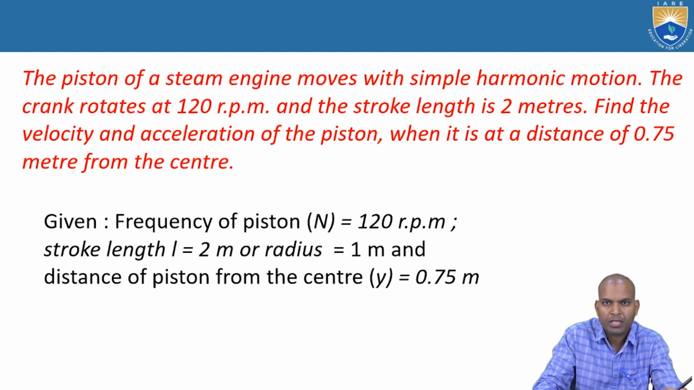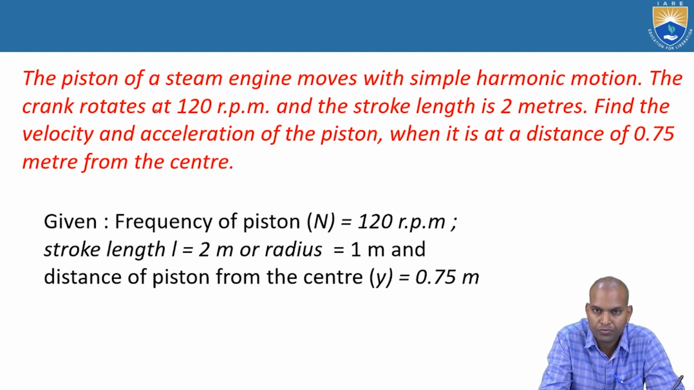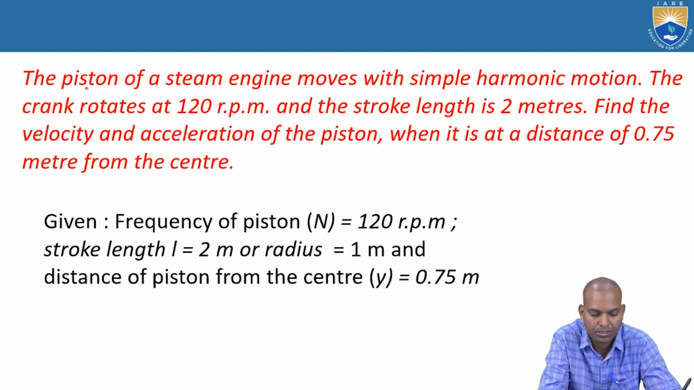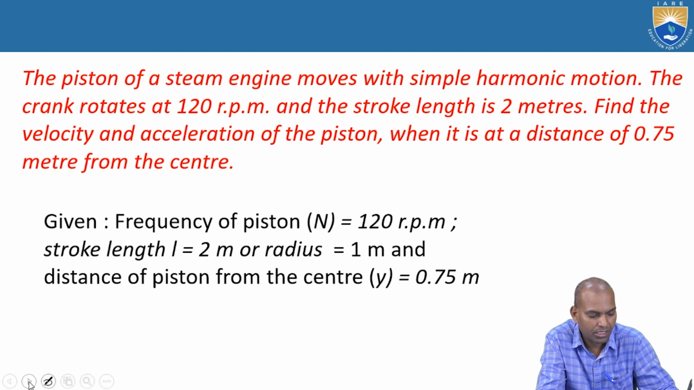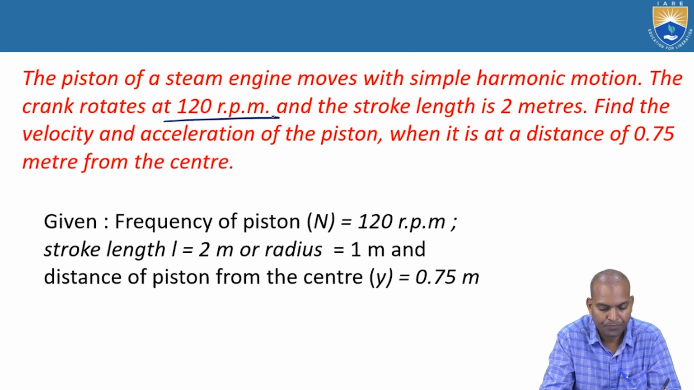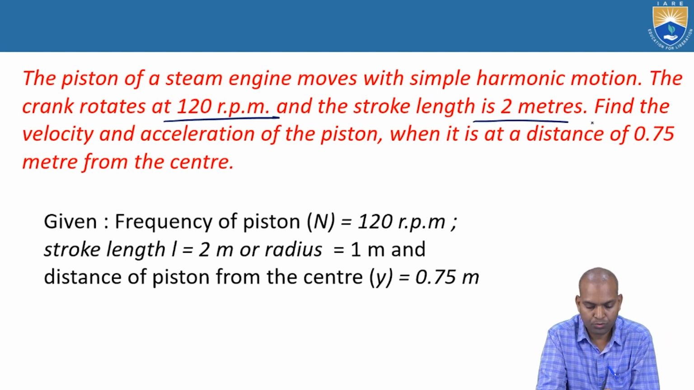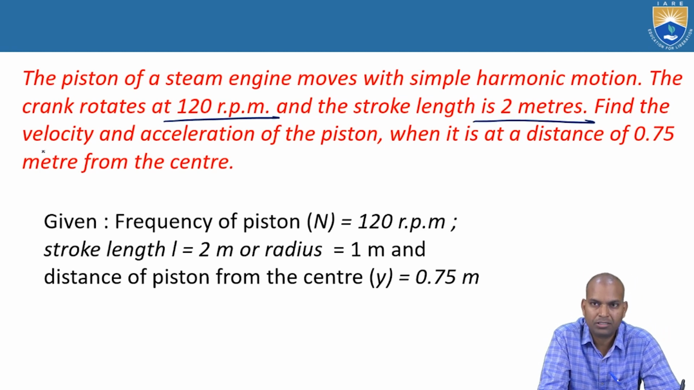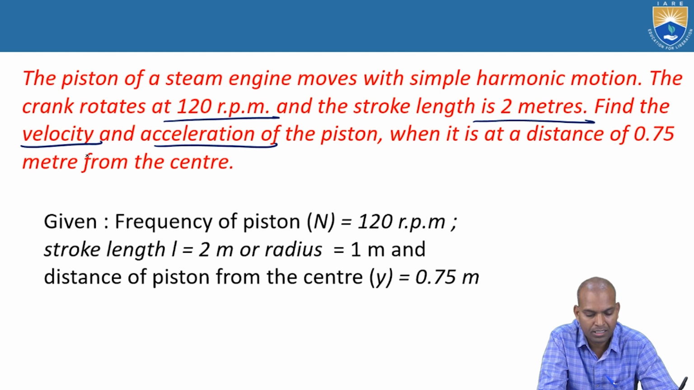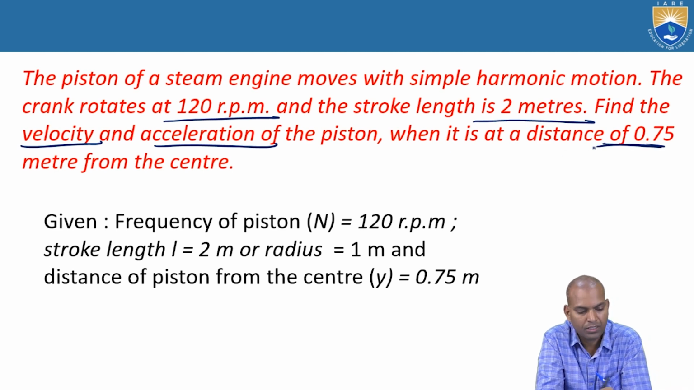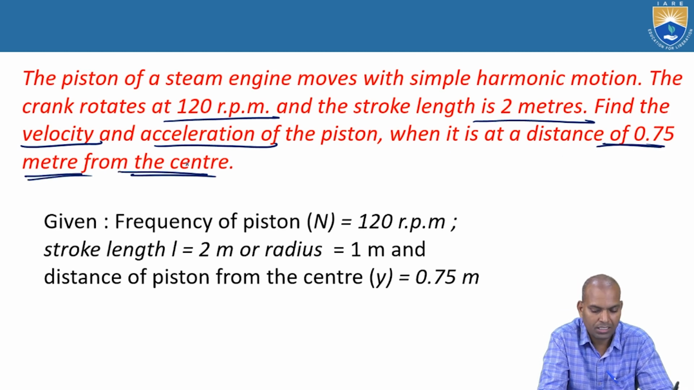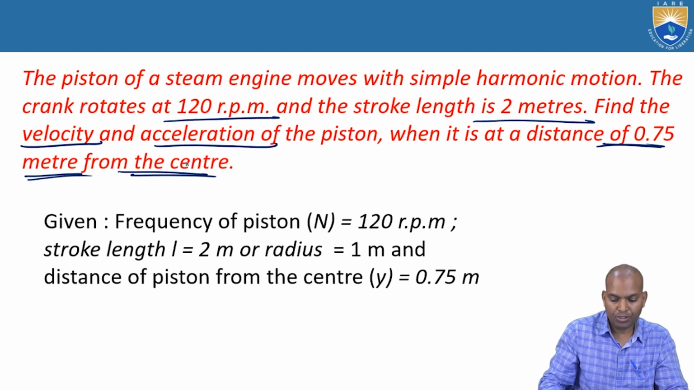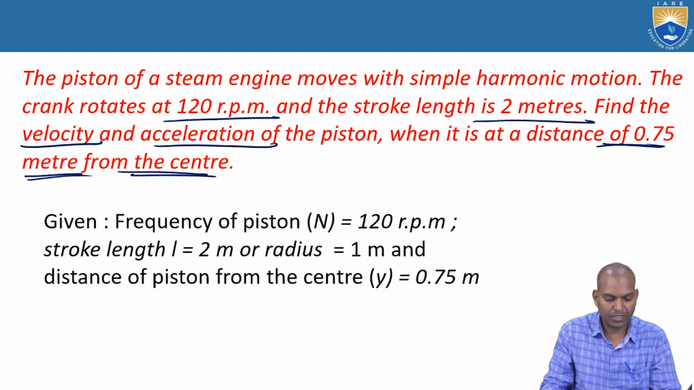Now let us solve problems based on those derived expressions. The piston of a steam engine moves with SHM, simple harmonic motion. The crank rotates at 120 rpm, revolutions per minute, and the stroke length is 2 meters. Find the velocity and acceleration of the piston when it is at a distance of 0.75 meter from the center.